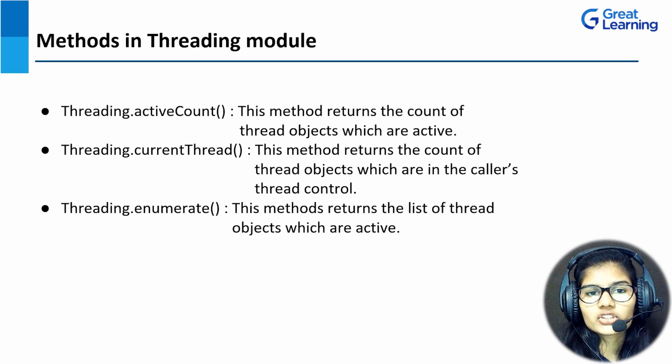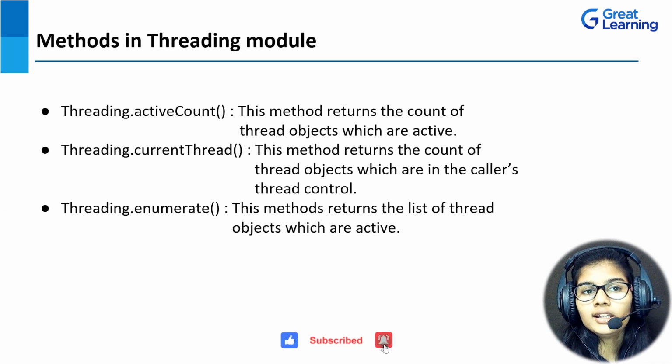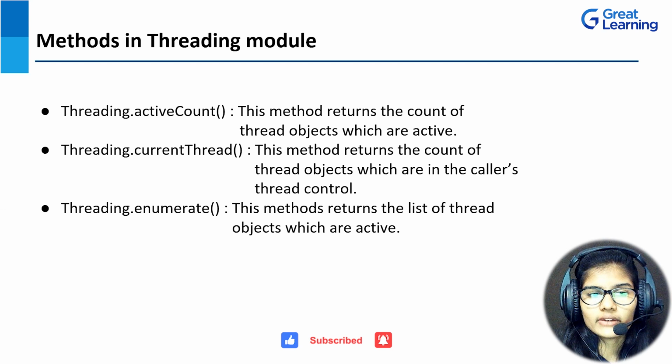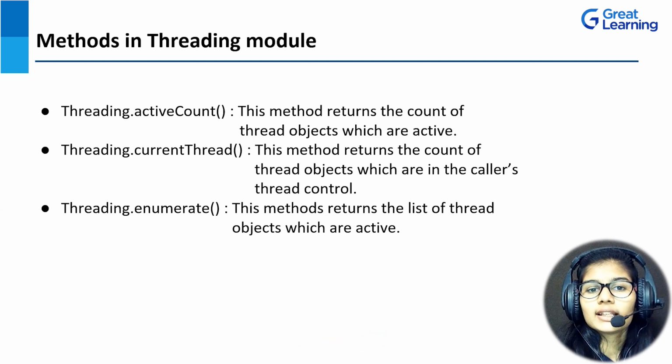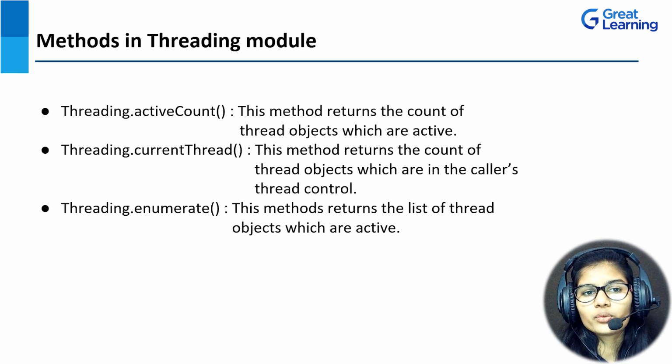Okay, so I hope I'm clear with all of these three methods in the threading module: active count, current thread, and enumerate. One more important thing before moving to the IDE. Whenever you're using these methods, it's compulsory to import the threading module. First we'll import the threading module, then write threading.active_count, threading.current_thread, and threading.enumerate. Simply active count, simply current thread, and simply enumerate won't work. In the beginning, you need to specify from which module you are calling these methods.